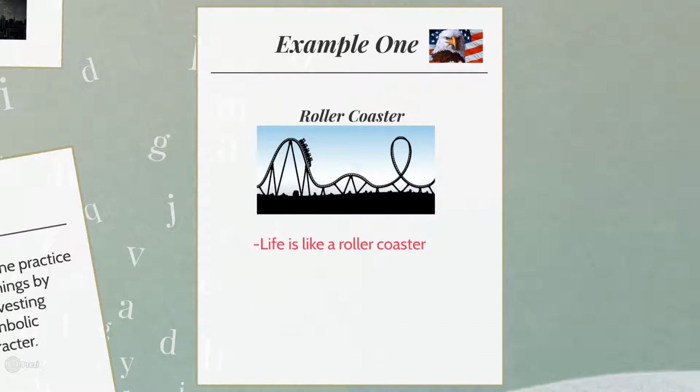Example number 1. Life is like a roller coaster. This is a very common example of symbolism, and it indirectly signifies that there will be ups and downs that you have to deal with in life. This example signifies a complex idea and also creates a shorter, more meaningful sentence, all while making the reader think.